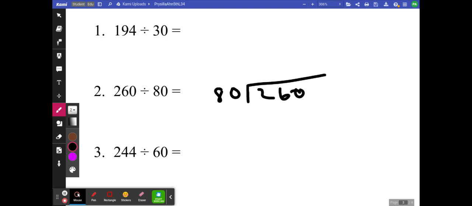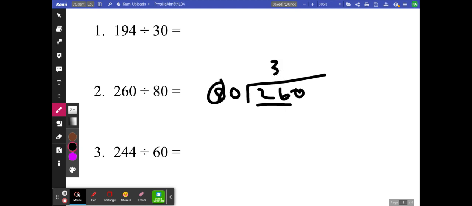Okay, so I'm just going to go straight into it. 80 doesn't go into 26, but it does go into 260, but we don't know how many times. So we're just going to have to think about it. One of the easiest ways you can think about it is just to focus on 8. Just 8, since the 0 you can add in the end. And then we're going to focus on 26. So how many times does the 8 go into 26? It goes in about 3 times.